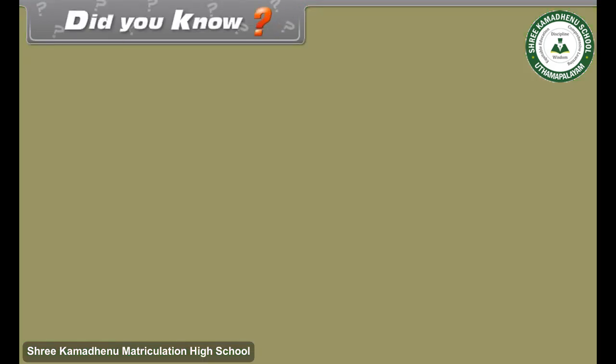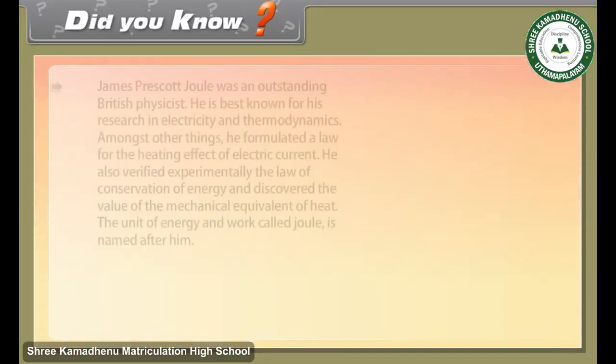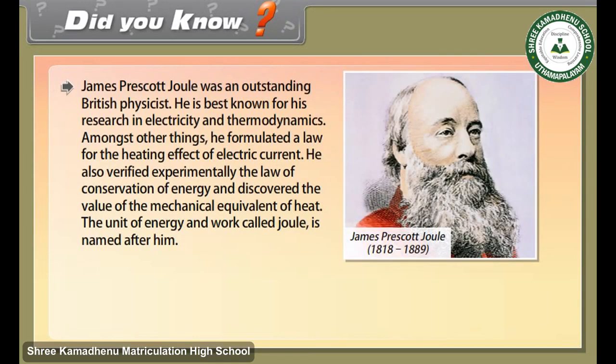Did you know? James Prescott Joule was an outstanding British physicist. He is best known for his research in electricity and thermodynamics. Amongst other things, he formulated a law for the heating effect of electric current. He also verified experimentally the law of conservation of energy and discovered the value of the mechanical equivalent of heat. The unit of energy and work, called joule, is named after him.